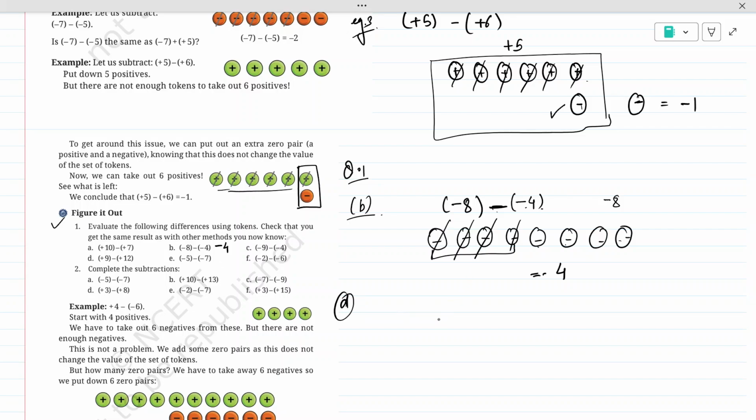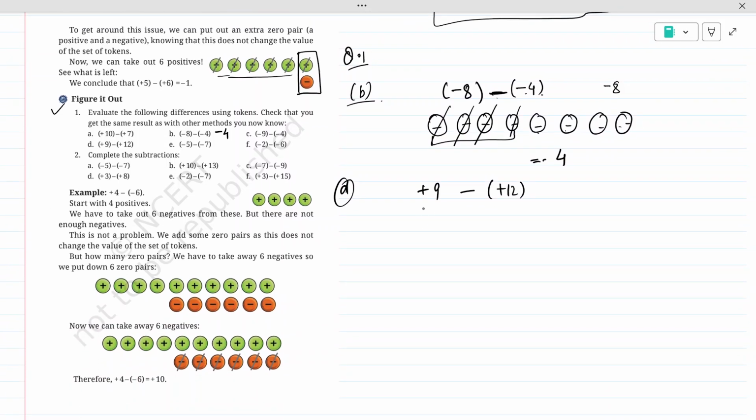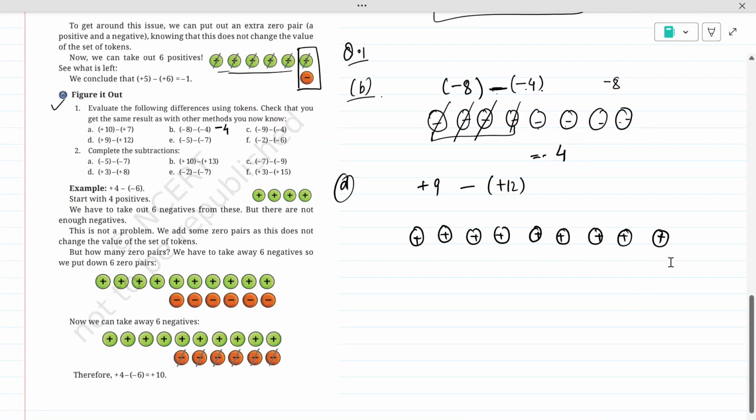In D part, we have plus 9 minus plus 12. Okay, so this is similar to the example we did. We have plus 9 here: 1, 2, 3, 4, 5, 6, 7, 8, 9. So we have 9 positives. From these 9 plus tokens, we have to subtract 12 tokens, but we have 9 only. So that means how many pairs of 0 are we going to add? Here we are going to add 3 pairs.